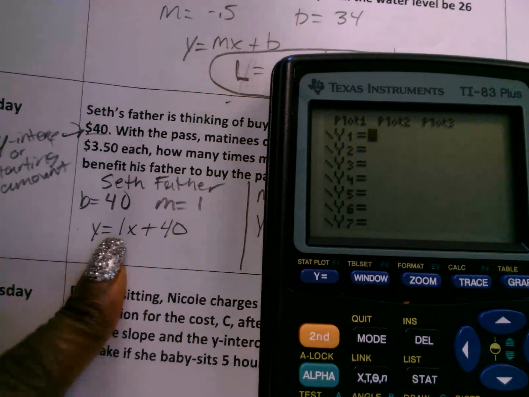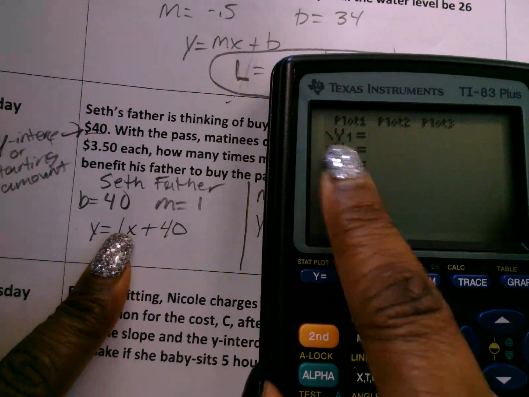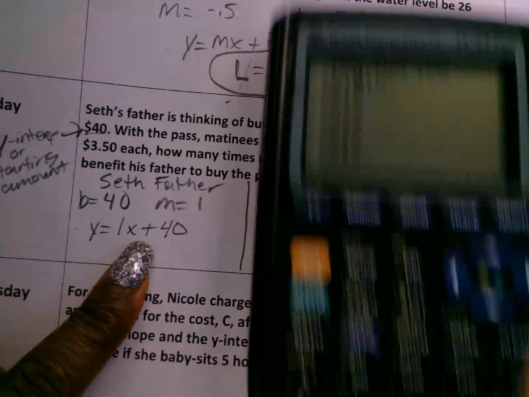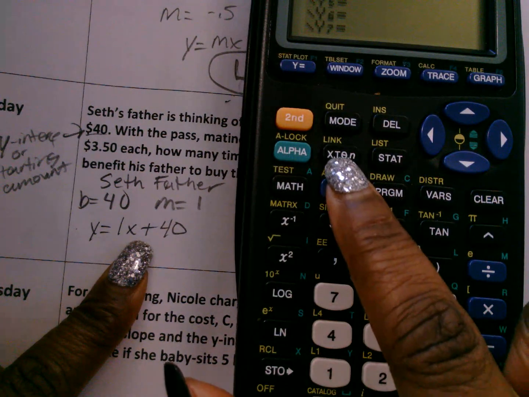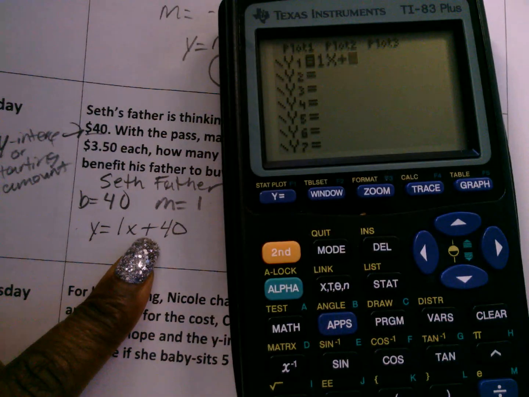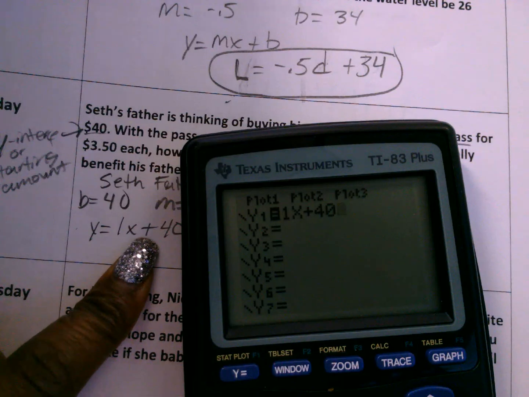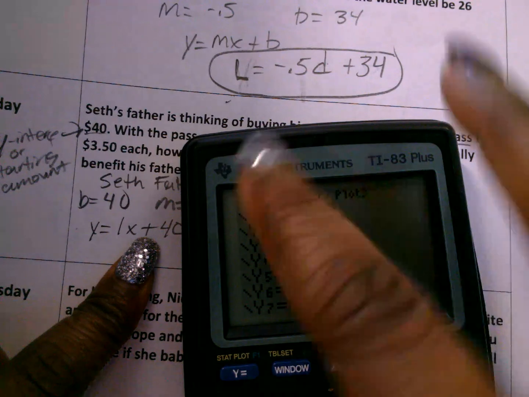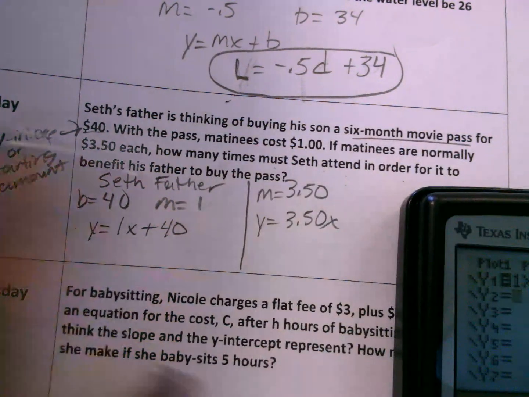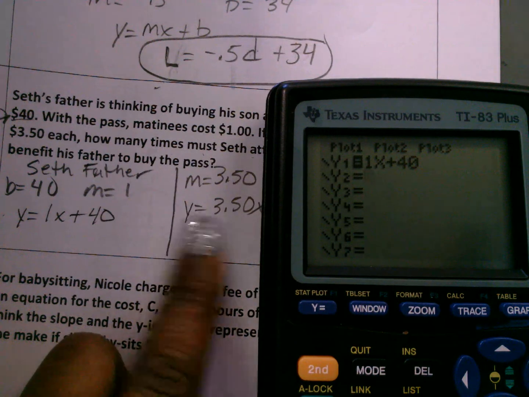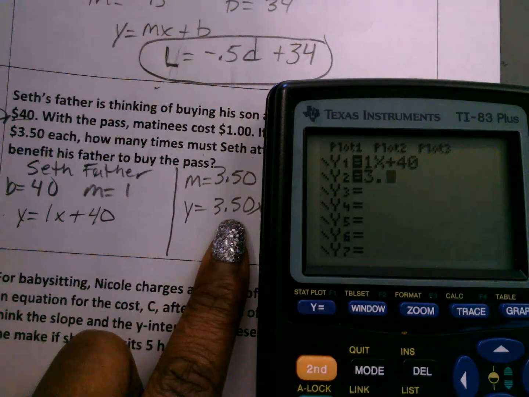So the first equation is y equals, it's already there, 1x, or you can just put x. The x is right here. Then plus 40. The first equation is the father purchasing the discount, or the special. Press the down arrow, and we're going to type what the amount really is. The total is going to be $350 per ticket, 350x.